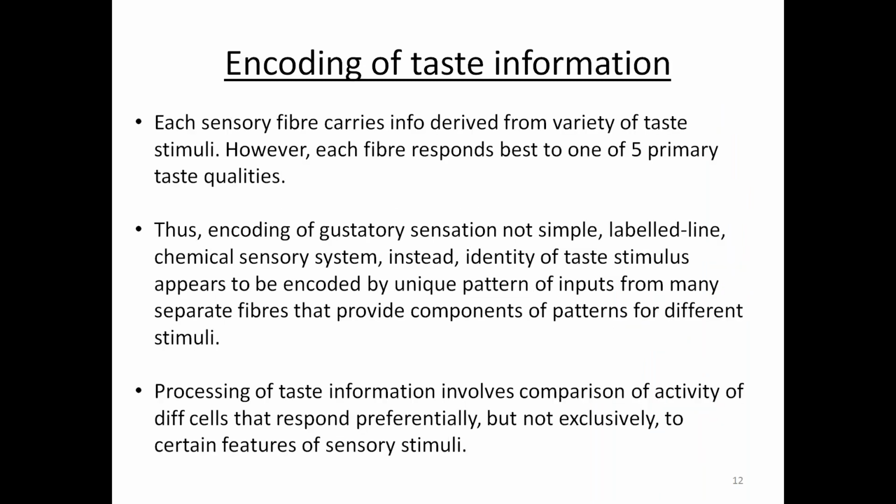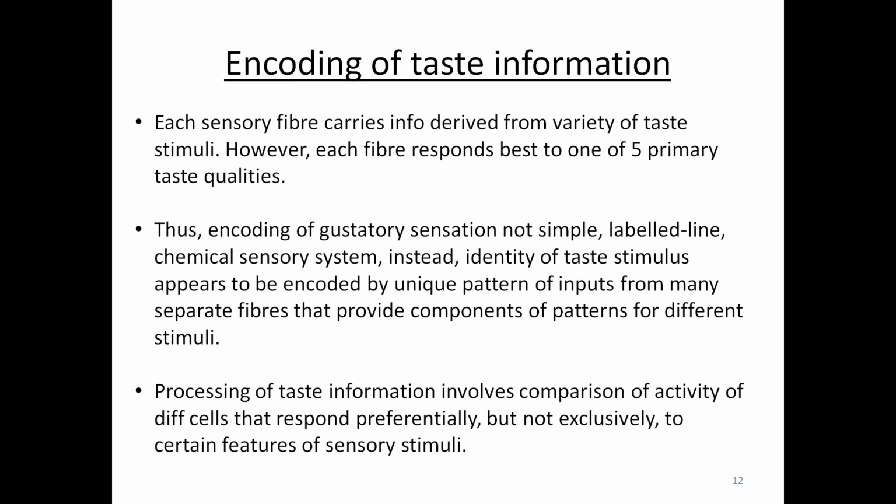Now, how does the encoding of the taste information happen? So each sensory fiber carries information derived from a variety of taste stimuli. However, each fiber responds best to one of the 5 primary taste qualities. Thus, encoding of gustatory sensation is not a simple label-lined chemical sensory system. Instead, identity of taste stimulus appears to be encoded by a unique pattern of inputs from many separate fibers that provide components of patterns for different stimuli.